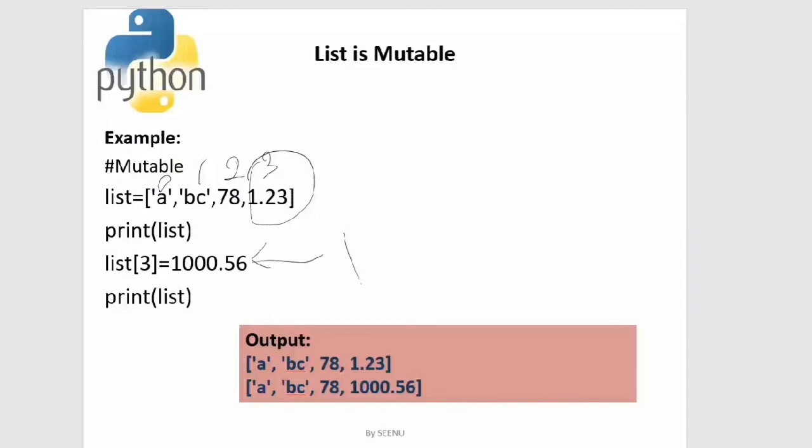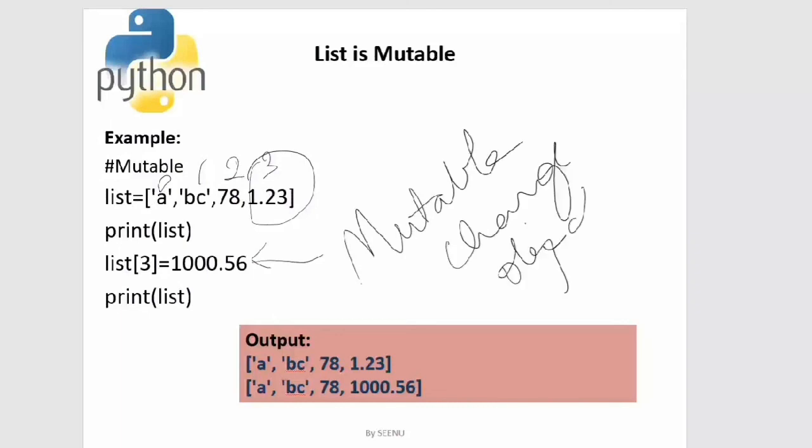So I just changed the value of the object. This is possible, and I'm printing the list, and this is how it is printing the list.